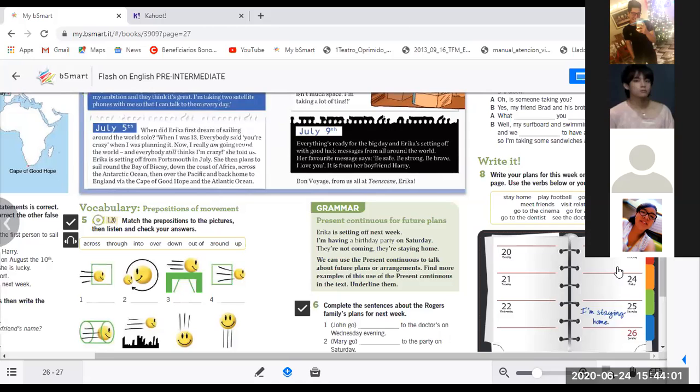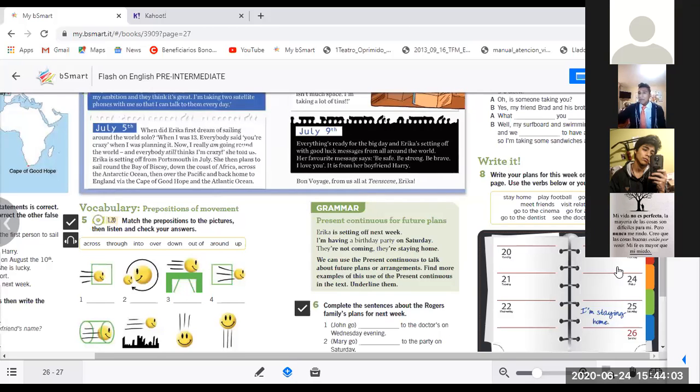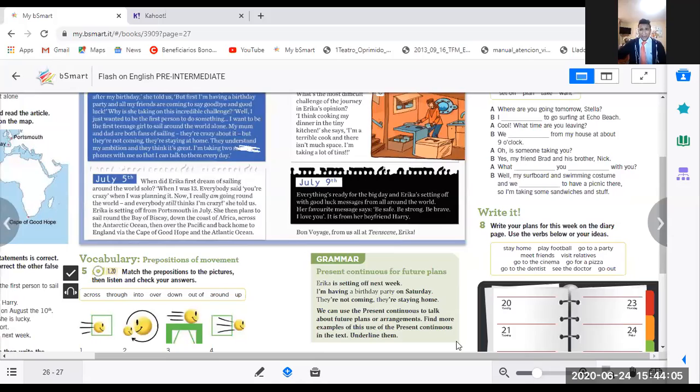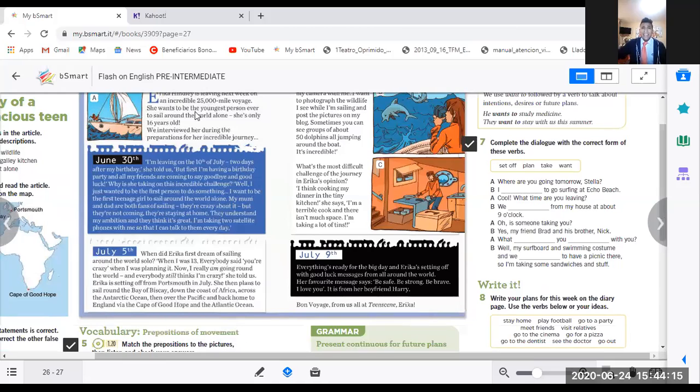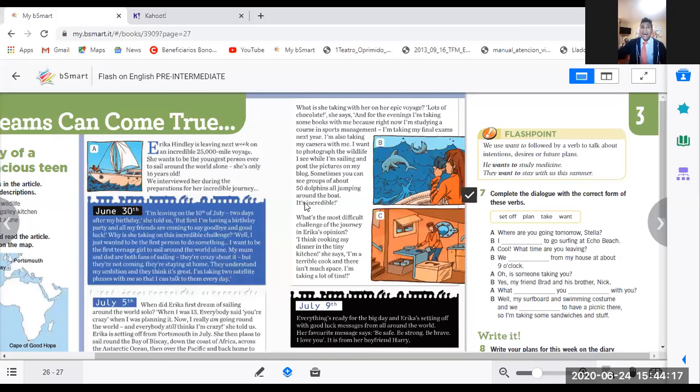Now, let's do activity number 1. Here, in activity number 1, we have a reading, and this reading is about a diary. It's the diary of a famous woman.